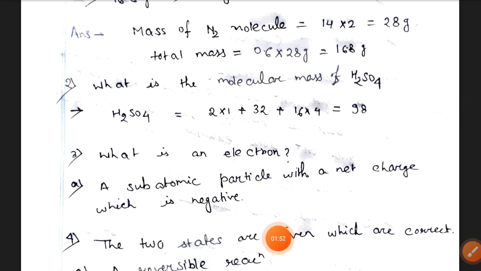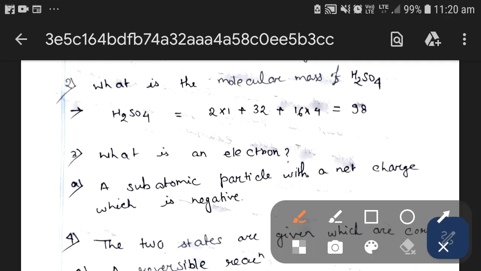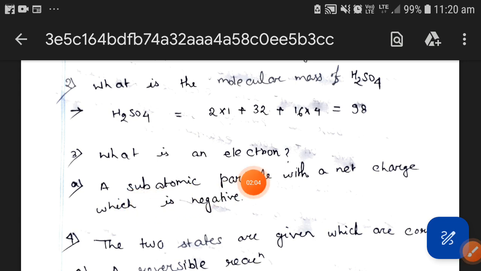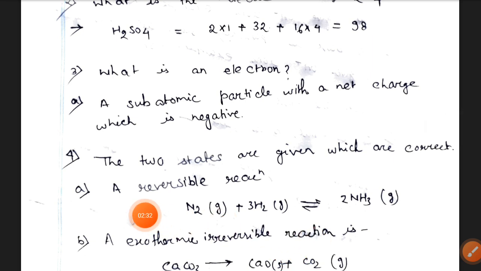Okay, next, what is an electron? In the exam you may get a question asking what is an electron, or what is a proton, or what is a neutron. An electron is a subatomic particle with a net negative charge. If the question is about the proton, then the charge is positive, and if it asks what is a neutron, then the neutron is a neutral particle.